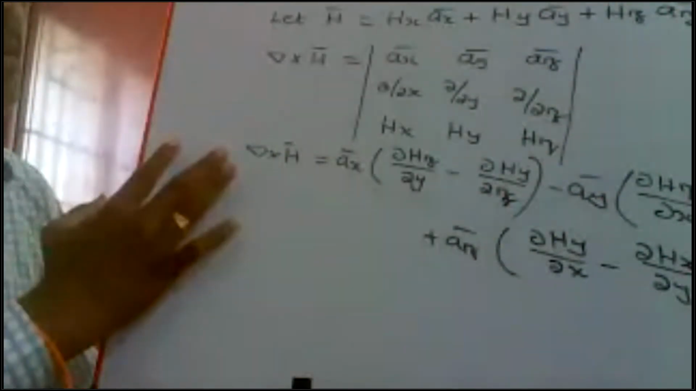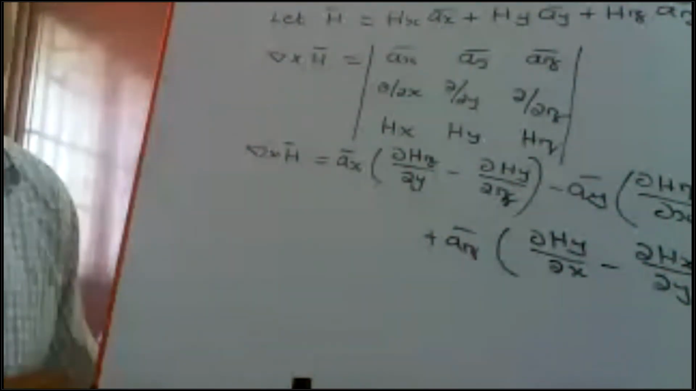Is it okay? Now with this del cross H, we have to take the dot product: del dot del cross H.